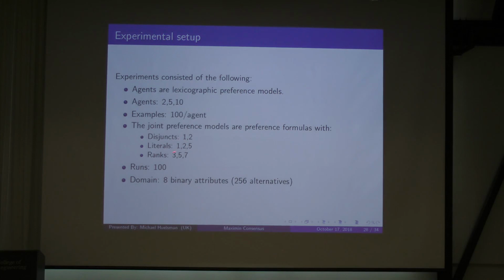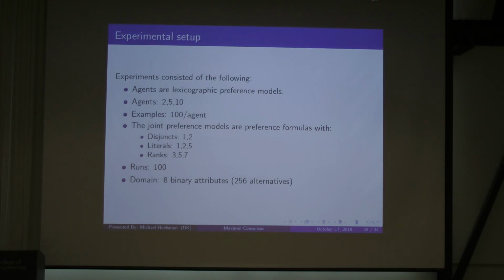And then we specified how our preference formulas were organized: 1 or 2 disjuncts, 1, 2, or 5 literals, and 3, 5, or 7 ranks. Some of these things will appear in some of the examples, just forewarned. And generally speaking, we did 100 runs, which means we generated all of our agents 100 times, so we had 100 different example sets so that we could get a good average of performance. And our domain remained constant throughout everything, which was 8 binary attributes, so we have 256 different alternatives that we want to vary.